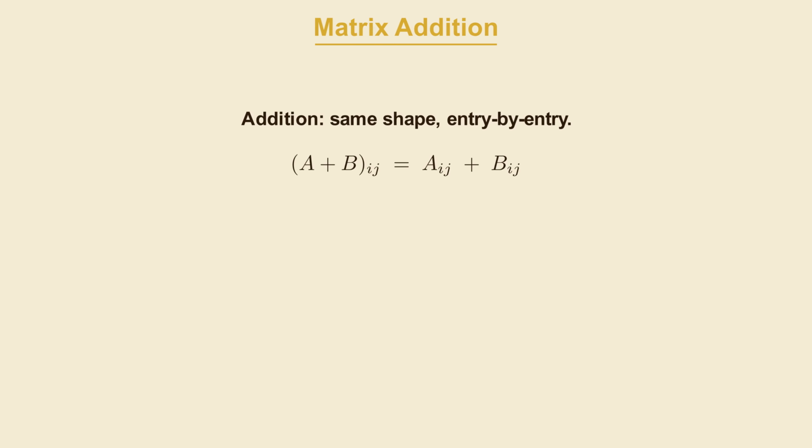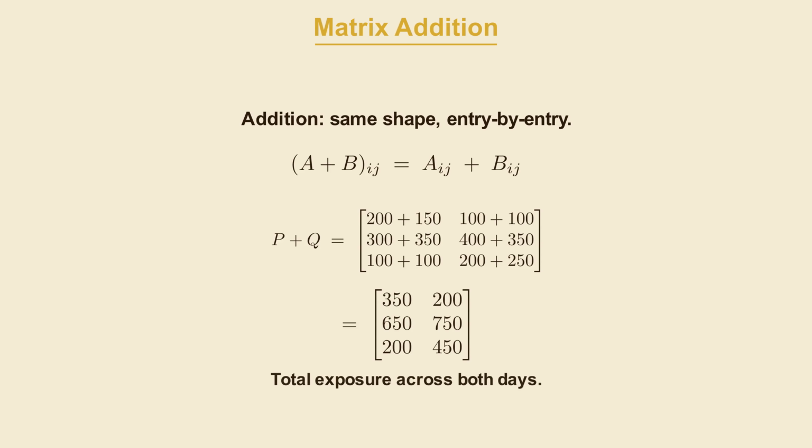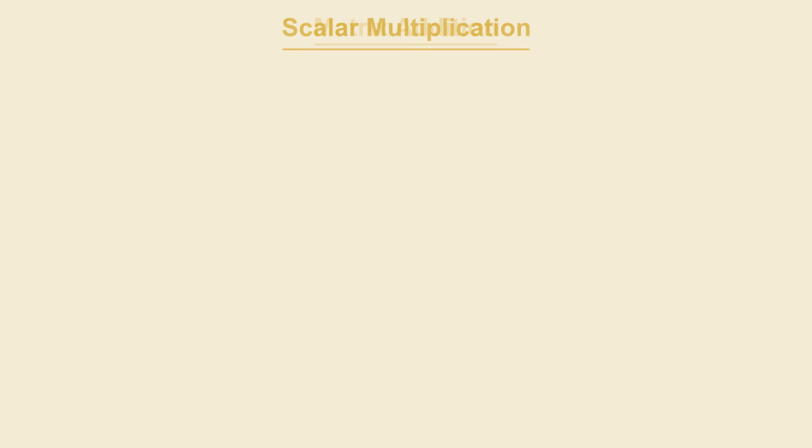Addition is just subtraction with a plus sign, so two matrices of the same shape add entry by entry. So if we wanted to compute the firm's combined exposure over both days, we're going to add P plus Q, and the result is a 3 by 2 matrix where each entry is today plus yesterday's. This gives us the total exposure in some sense, and it tells us how much we were exposed to the positions based on how long we held them.